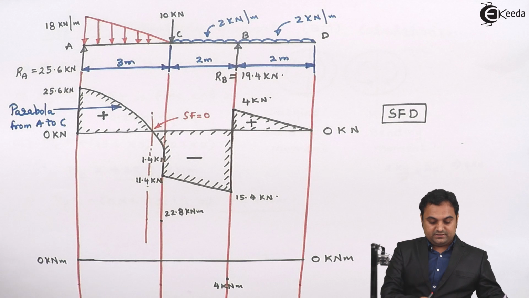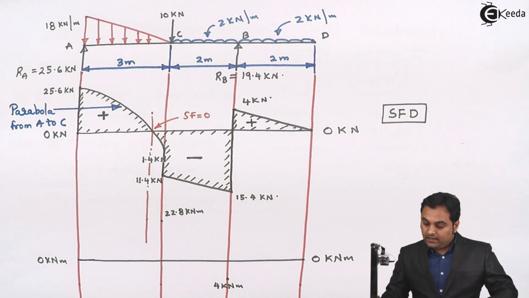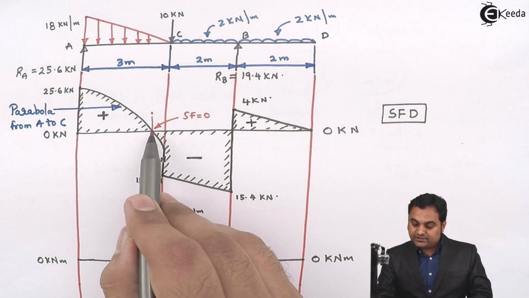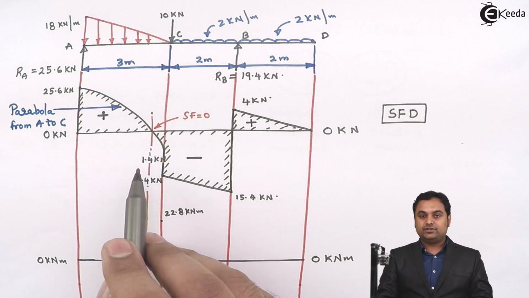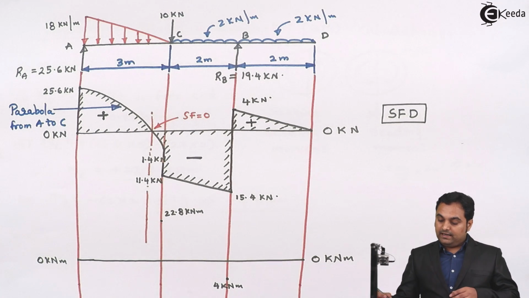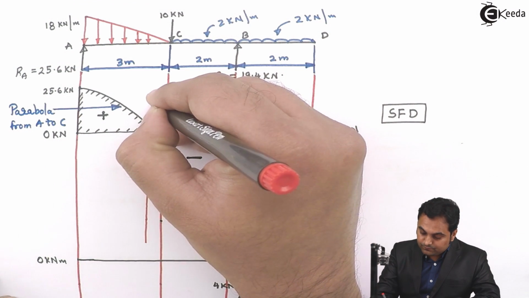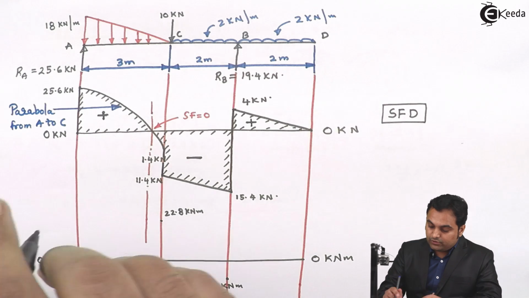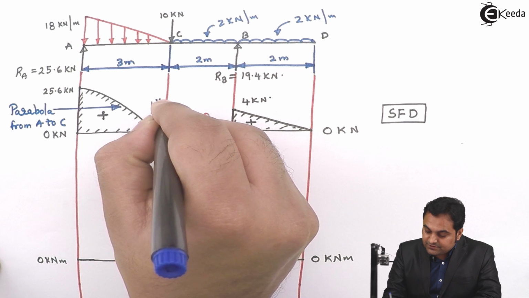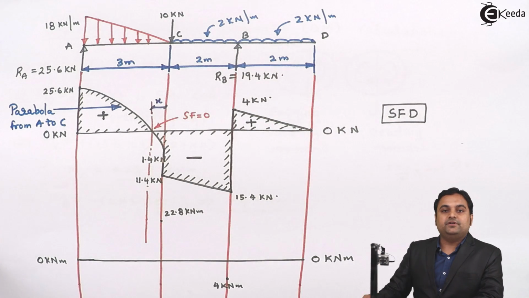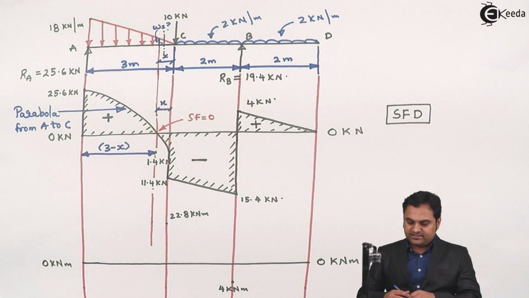And now for this calculation of maximum bending moment, first of all I should know that at how much distance the shear force is becoming 0, then only I can find the bending moment at this location. That is here, I'll say that from point C, this location of 0 shear force is at x meter distance. So this is at x meter distance. So now here we would be calculating the maximum bending moment where SF is equal to 0.